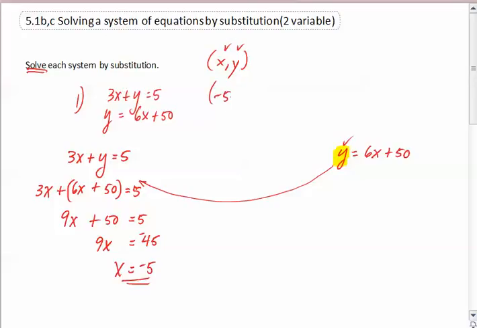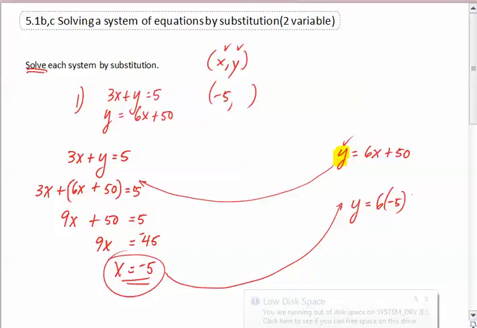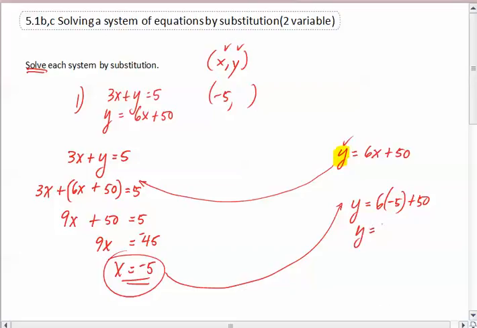I have a negative 5. I'm looking for the rest of it. So that means I need to swing back over. And because I know now that x is negative 5, I'm going to rewrite the previous equation. I'm going to put in negative 5 for x. And then I'll be able to find my y variable. So that's negative 30 plus 50. And y ends up being 20. And there's my answer. Okay? So there it is. My solution is negative 5, 20.